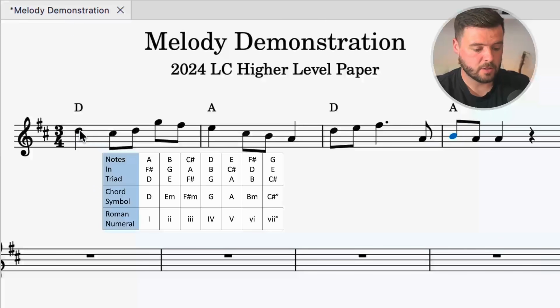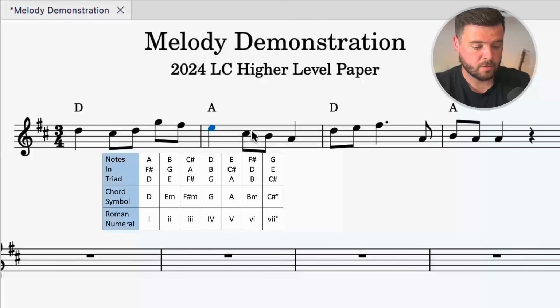Then the only other thing to note is this accented non-chord note. So C sharp is happening on a beat. It doesn't belong to D, but it then returns here. So we call this a neighbour note because it goes next door and returns. So again, that might be an idea we use later on.